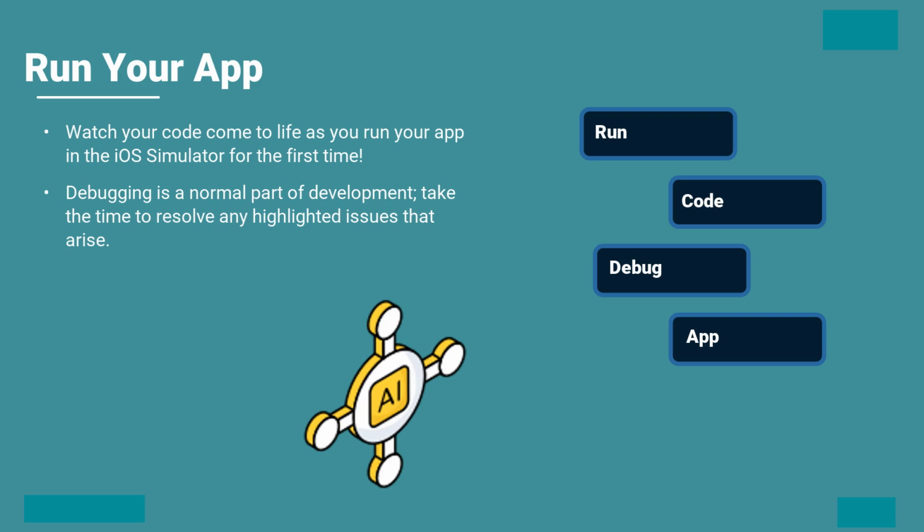Now, if you run into any errors at this stage, don't sweat it. Seriously, debugging is a normal part of the development process. Just double-check your code and look over any warnings or errors that Xcode highlights in the Issue Navigator. You've got this. Next, we will implement a button that enhances user interaction within our app.